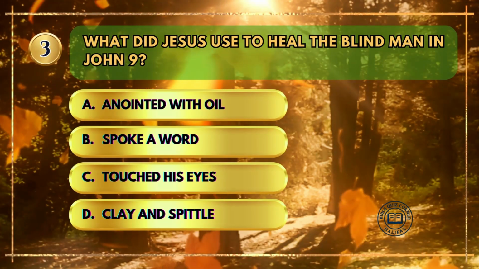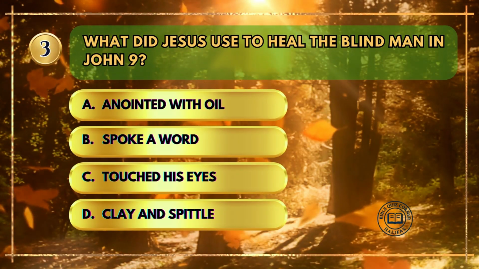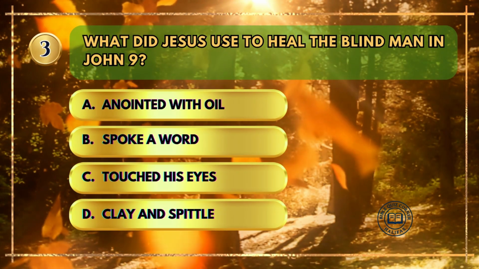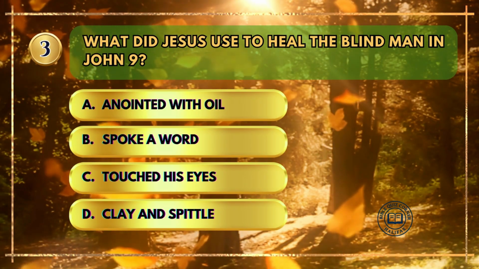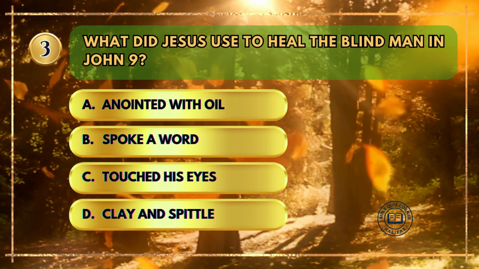Let's get into question 3. What did Jesus use to heal the blind man in John 9? A. Anointed with oil. B. Spoke a word. C. Touched his eyes. D. Clay and spittle.